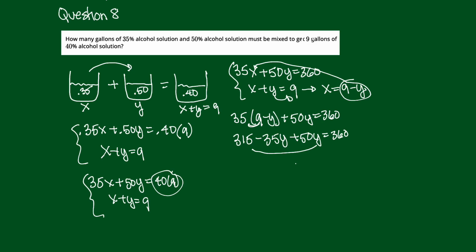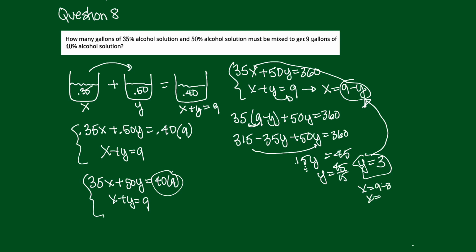Now, let's subtract. 360 minus 315, that's going to be 45 over here. And then 50 minus 35, that's 15y. Now, divide. So y is equal to 45 divided by 15, we get y is equal to 3. All right, so now you know y. Using the substitution method, we get x equals 9 minus 3, x is 6.